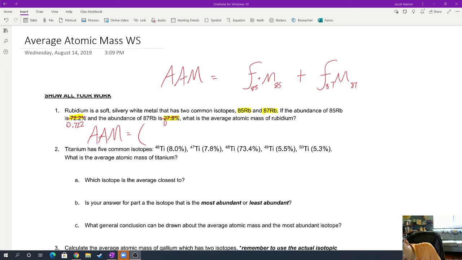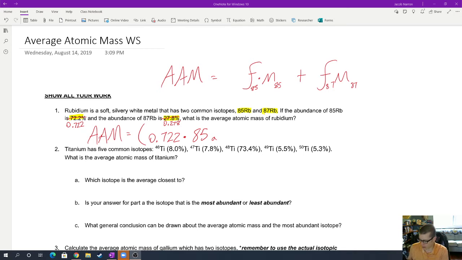So abundance then of 85, like I was saying, 0.722 times the mass, which in this case is 85. Yep, 85 AMU. And then we're going to also do the abundance and mass of 87. So abundance is 0.278 times the mass, which is 87 AMU for this problem. And so there you go.